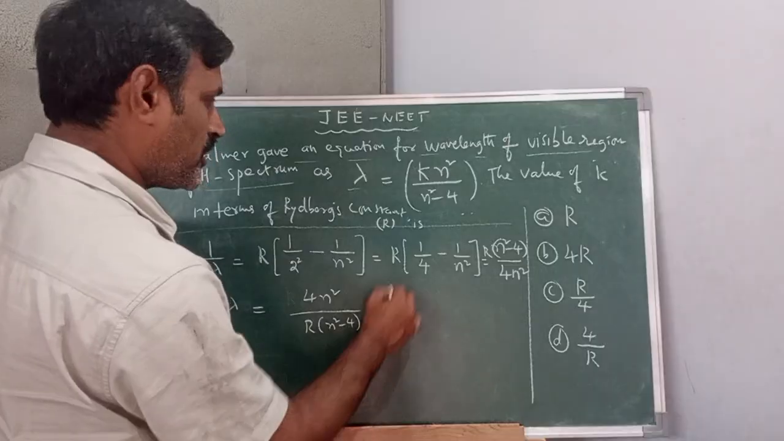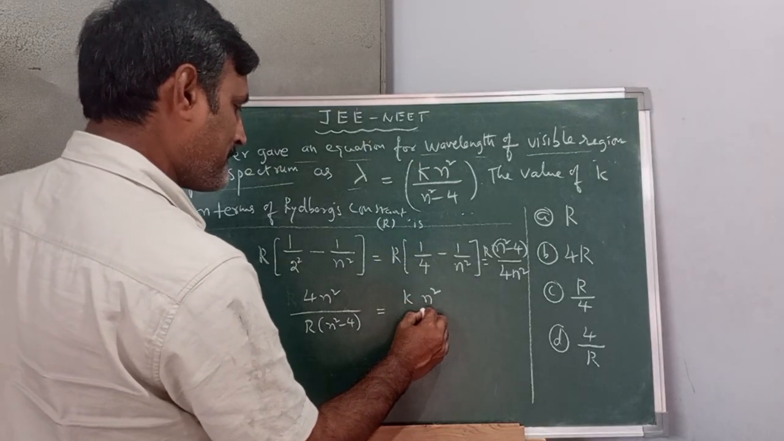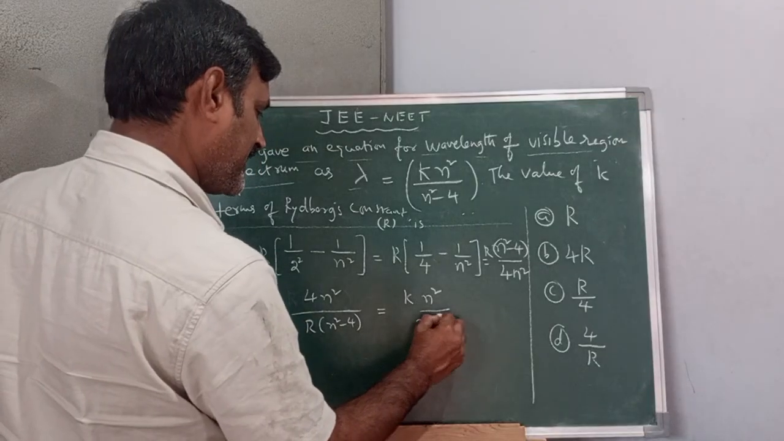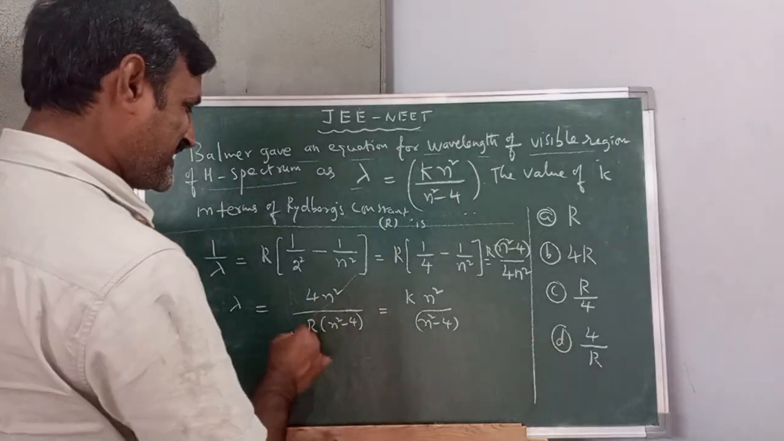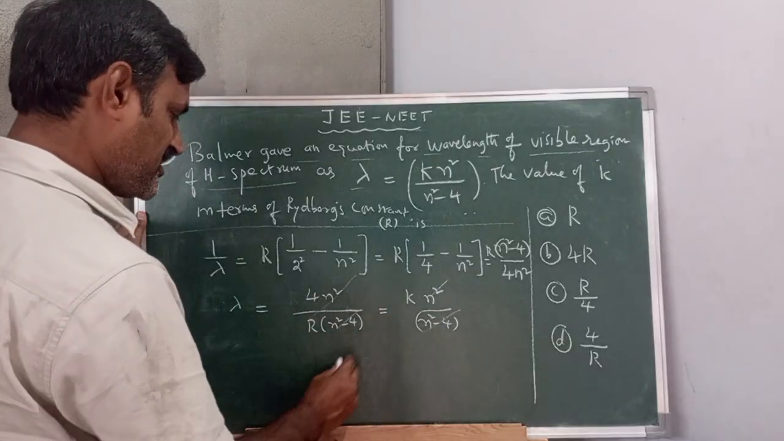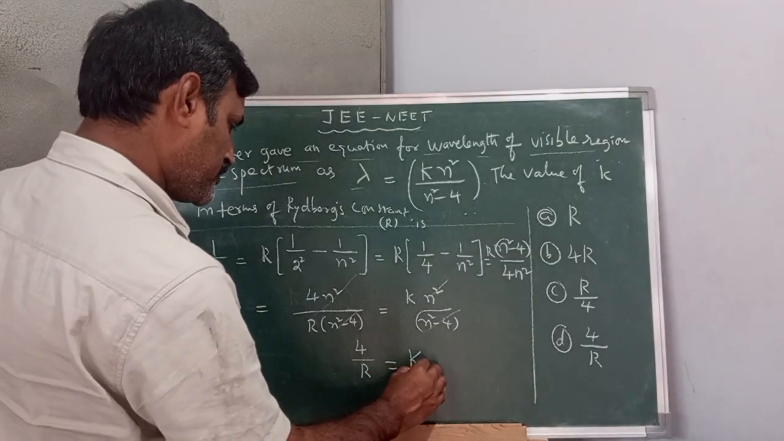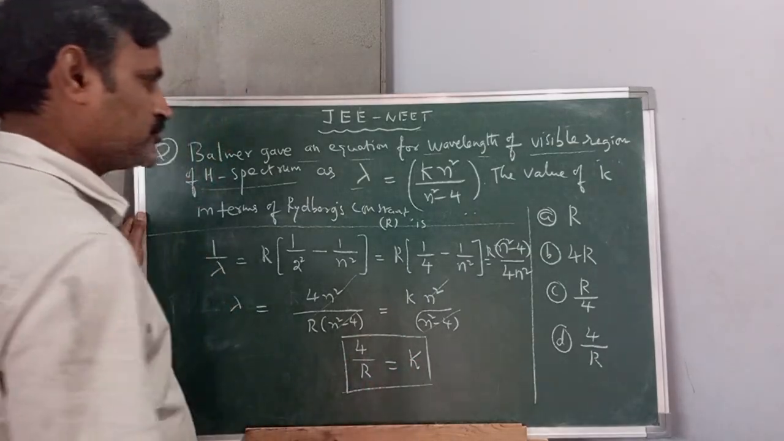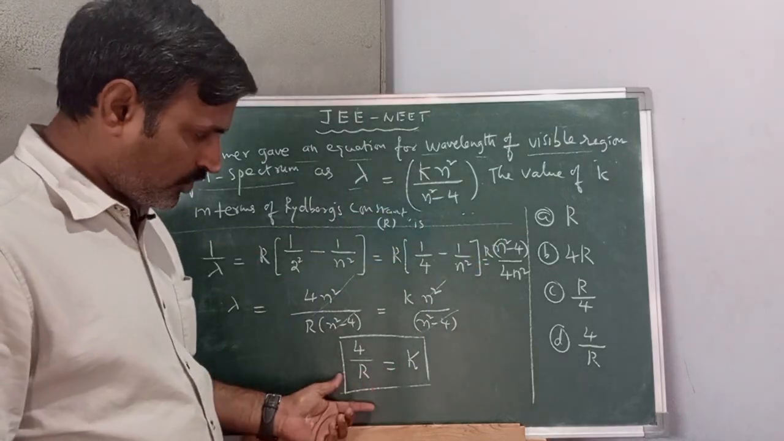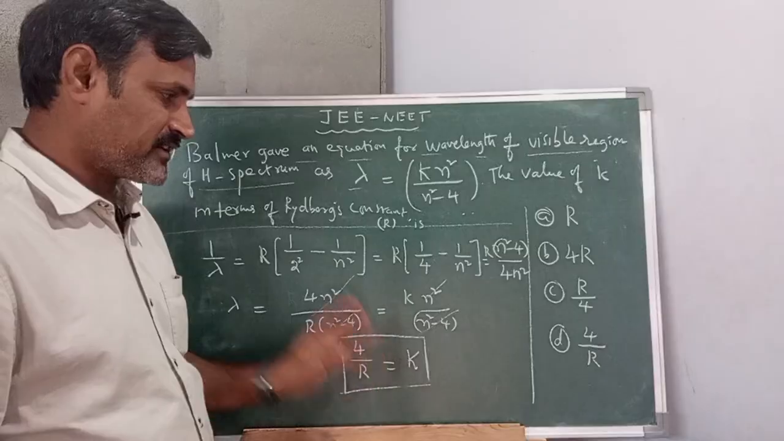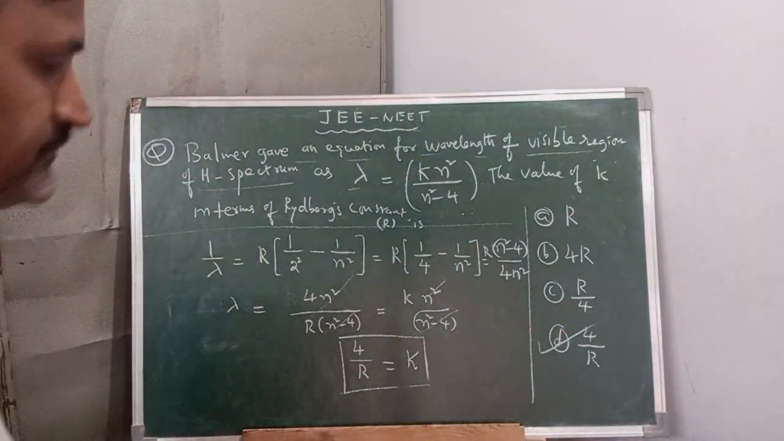But the given answer is K into n square by n square minus 4. If you cancel n square and n square minus 4, then 4 by R is equal to K. That means K is equal to 4 by R. So we have the K value in terms of Rydberg constant. 4 by R is the answer for K, so this is the right option.